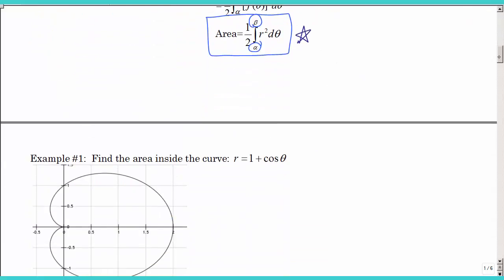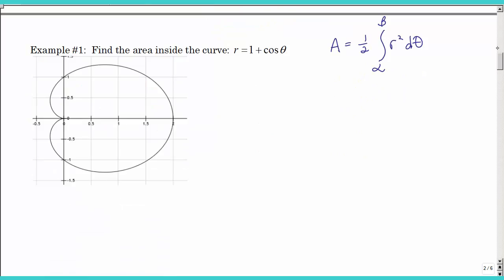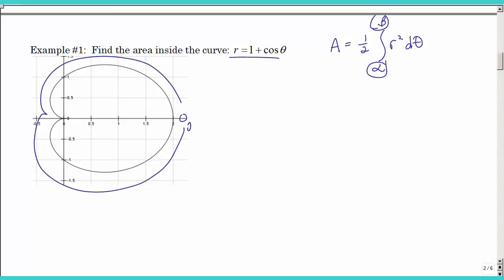So how can we apply that formula? Finding the area inside a curve. So we have the area is 1/2 bounded between our angles of r squared d theta. We want to find the area inside this cardioid. So one thing that you have to investigate is what are your limits? What would give you that whole cardioid? Well, from 0 all the way around to 2 pi would give us that cardioid.